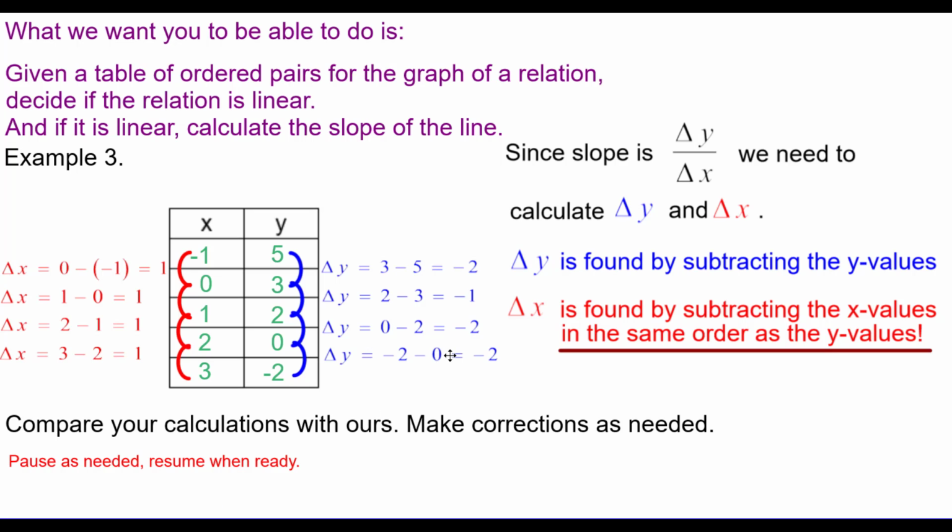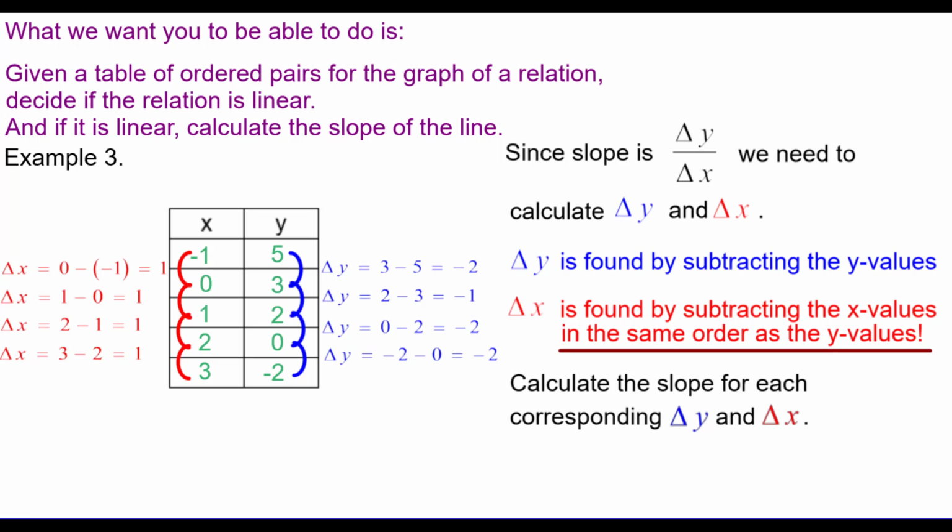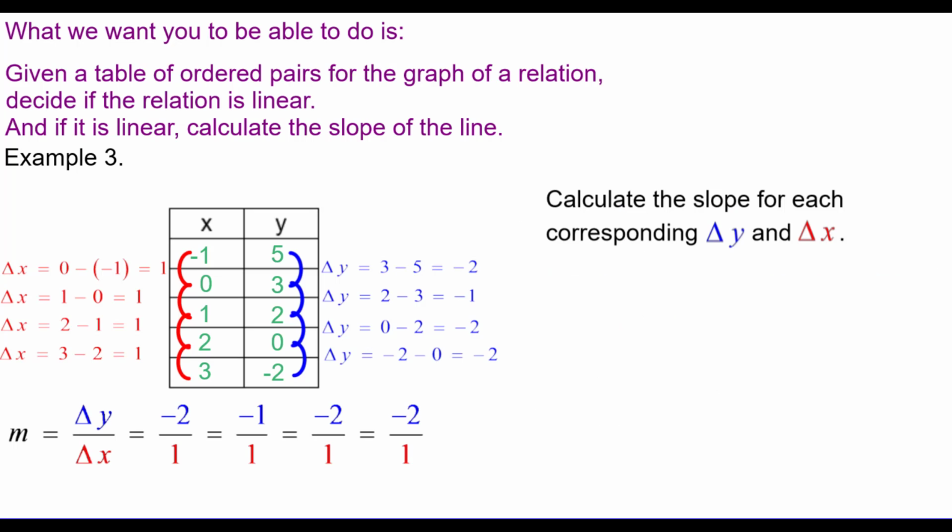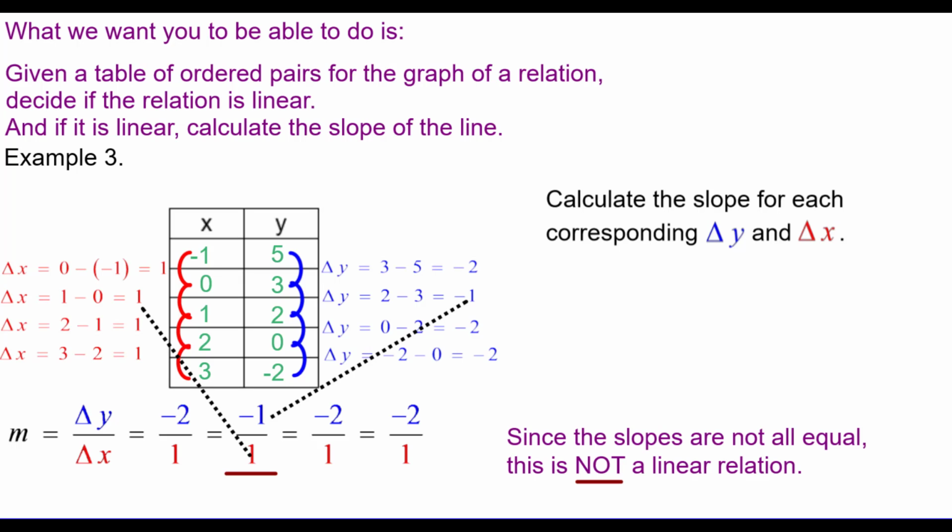So please compare your calculations with ours, make corrections as needed. Pause as needed here, resume when you're ready. Now calculating the slope for each corresponding change in y and change in x. Again, pause, resume when you're ready. So we found the slopes to be negative 2 over 1, negative 1 over 1, negative 2 over 1, negative 2 over 1. Not the same. Since the slopes are not all equal, this is not a linear relation.